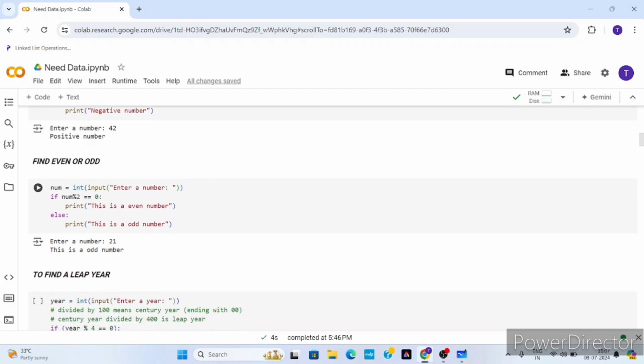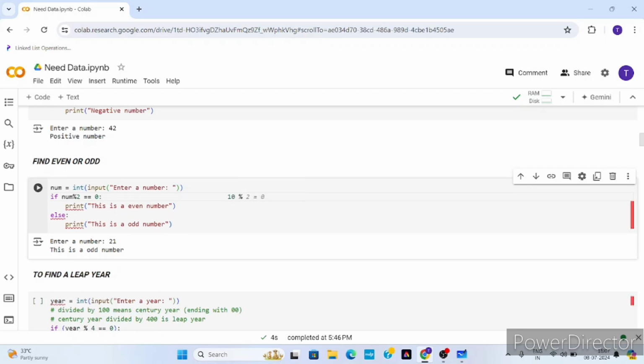If the user is entering a number and we want to classify whether it is an even number or an odd number, that's it. In this case, I'm using the int function, the int data type. And this percentage sign is not division, it is a mod. If you take the mod value, like 10 mod 2, it equals 0.